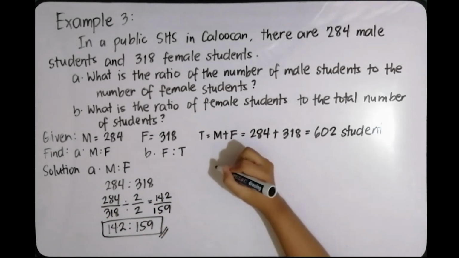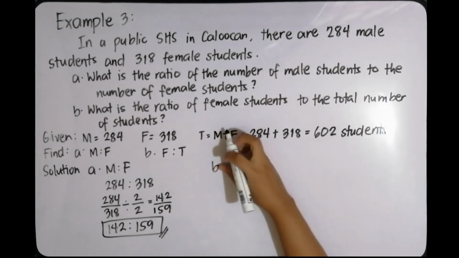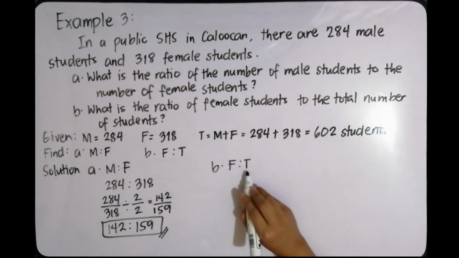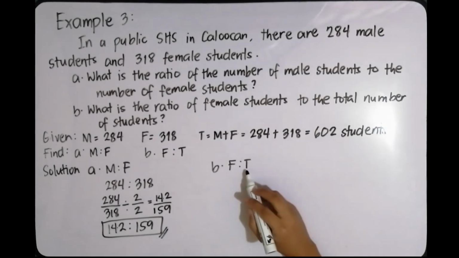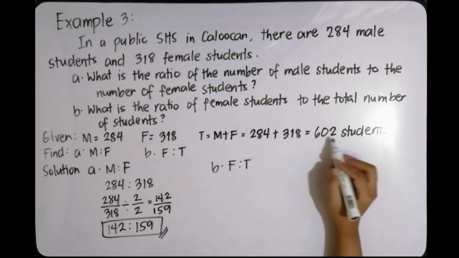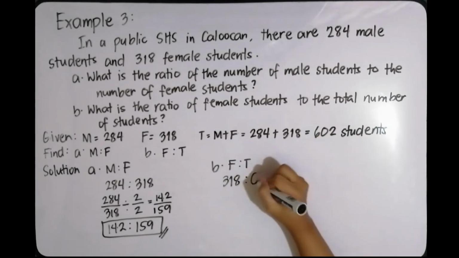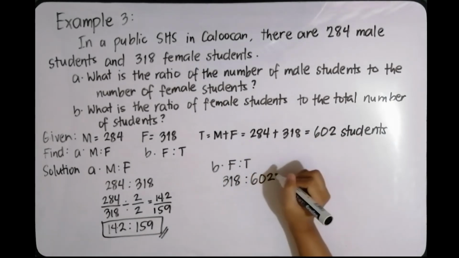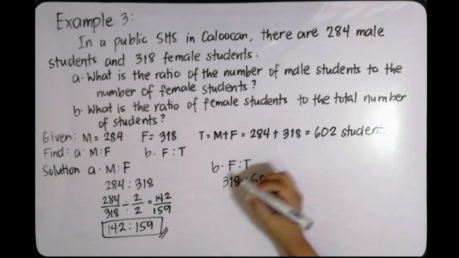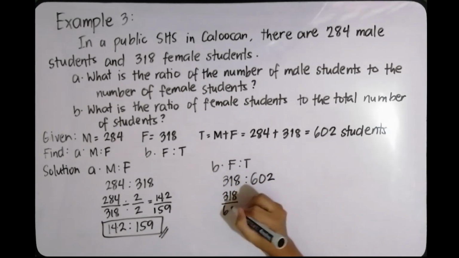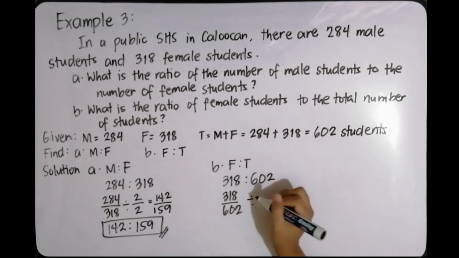So for letter B, we have F is to T. So we already computed the value of the total number of students, which is 602. So let's substitute the female first, which is 318 is to 602. Let's write again in fractional notation: 318 over 602. So what is the common divisor?